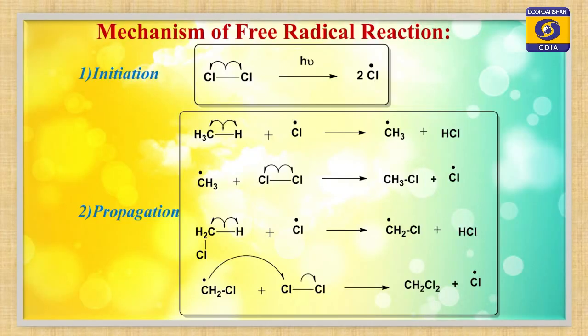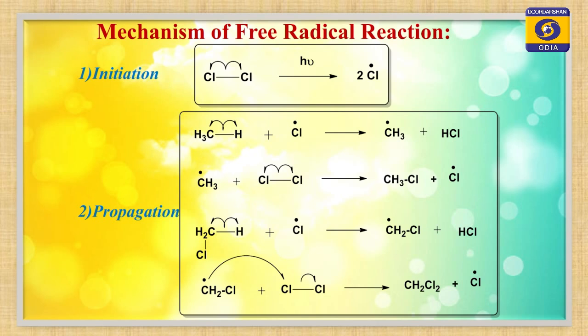This is the mechanism. The mechanism of free radical substitution reaction takes place in three different steps. One is called initiation, then propagation, and then termination. What do you mean by initiation? It means you need a free radical for the reaction to start. This is called initiation. How does it take place?